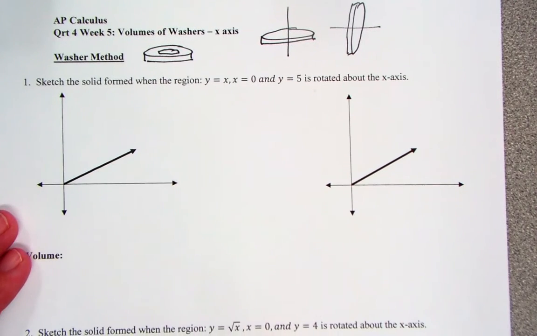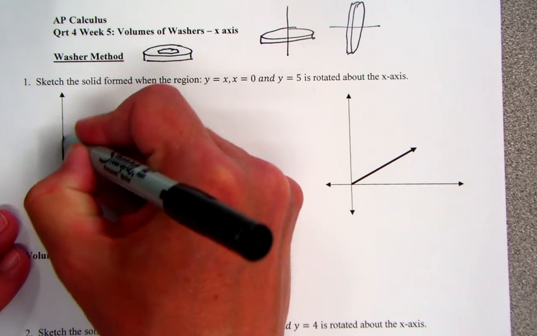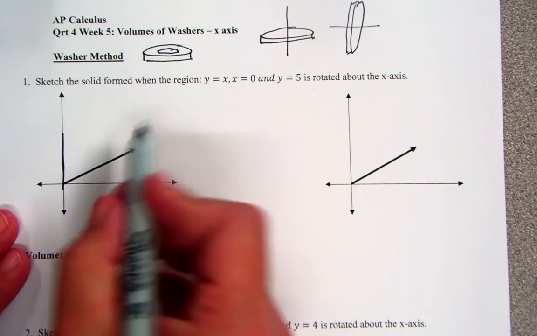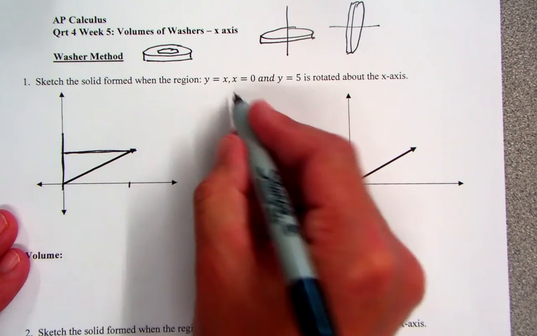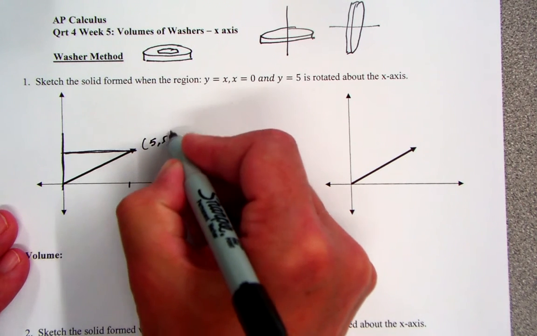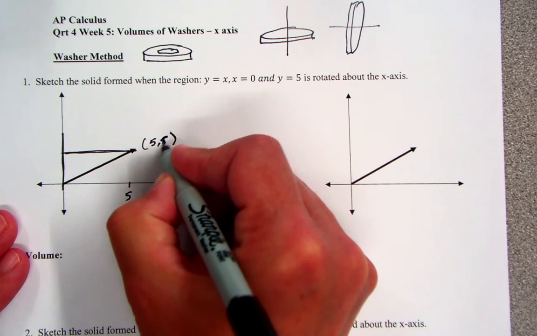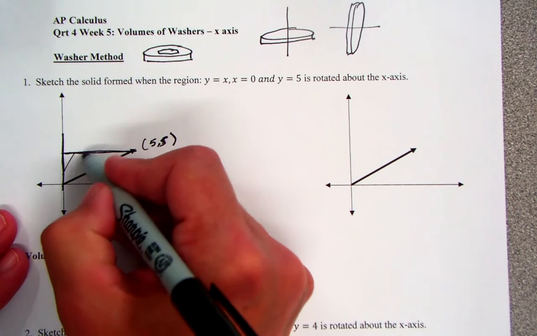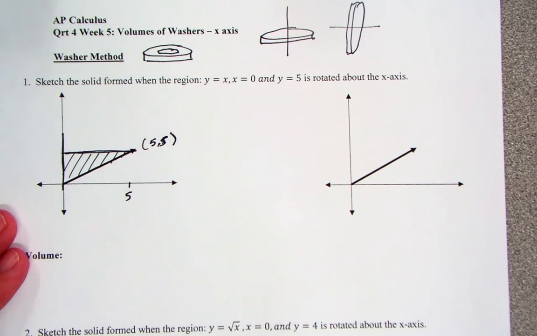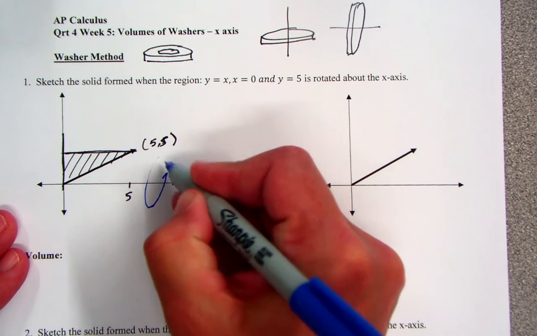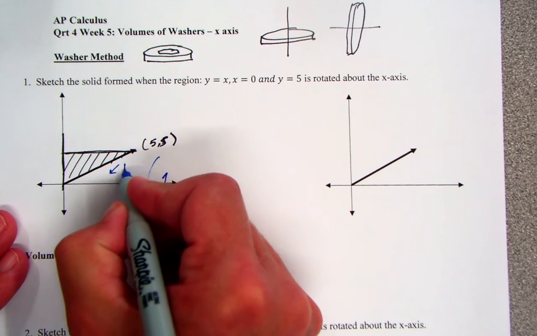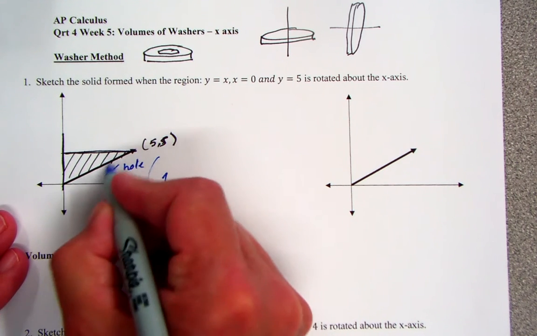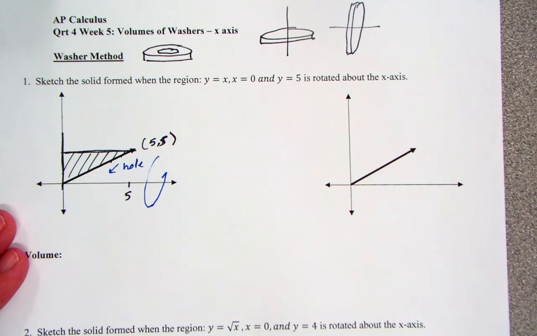So this is the line y equals x. I'm going to bound it by x equals 0, which is the y-axis, and y equals 5. So if y equals x, this point right here is (5, 5). And what we're going to do is take this shaded region here and rotate it about the x-axis. So it's going to come around and come across here. You can see that this section in the center is going to create a hole. There's no material there. So let's go ahead and draw it with that reflection.